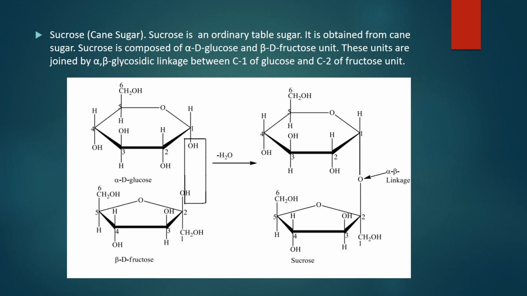Now we are going to see disaccharides, starting with sucrose. Sucrose is obtained from cane sugar. It is ordinary table sugar and is composed of alpha D glucose and beta D fructose units. These units are joined by a glycosidic linkage between carbon 1 of glucose and carbon 2 of the fructose unit.